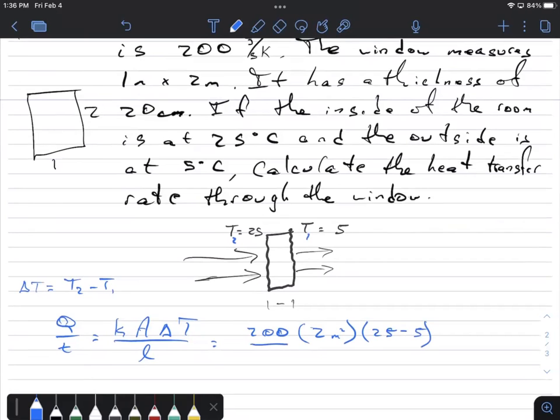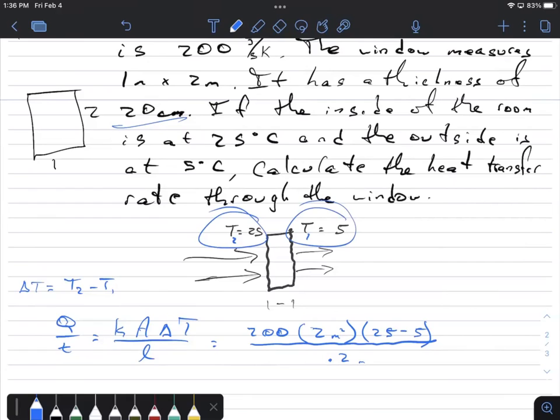And then all of this is divided by the thickness, and I'm told this window has a thickness of 20 centimeters. Of course, centimeters is bad units. We have to convert to meters, and so this is actually 0.2 meters. And there we go. T1 and T2 labeled. I have T2 as my inside temperature, 25 degrees, and I labeled T1 as the outside temperature.